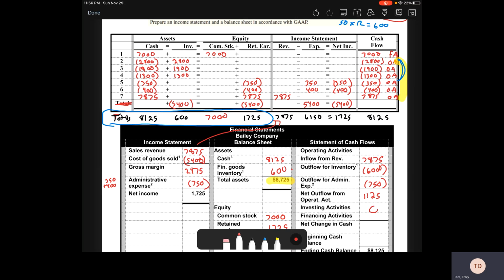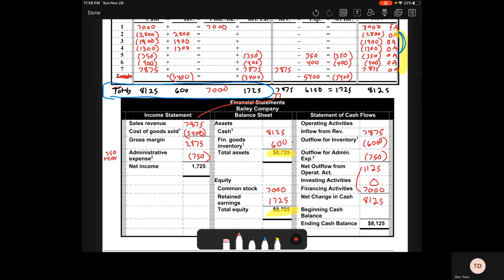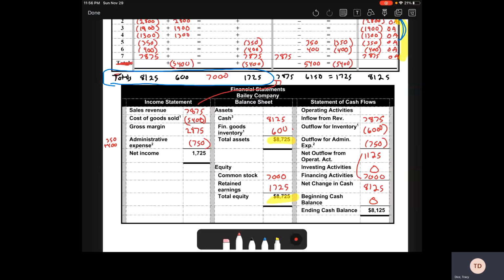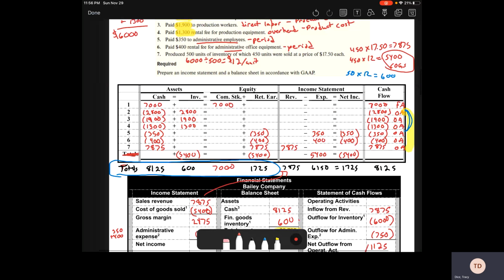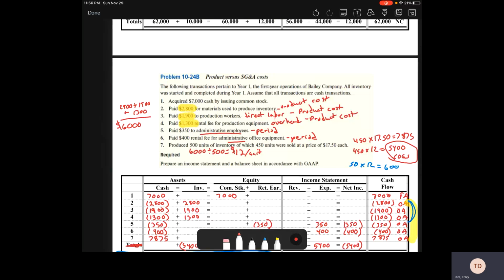We didn't have any investing activities. For financing activities, we had that initial $7,000 cash from common stock. So our net change, add these three together, we get $81.25. We started this year, or the company formed this year, so we didn't have any beginning cash balance, so we get $81.25. And that is example 10 or problem 10-24B.